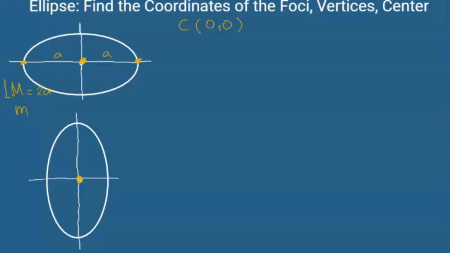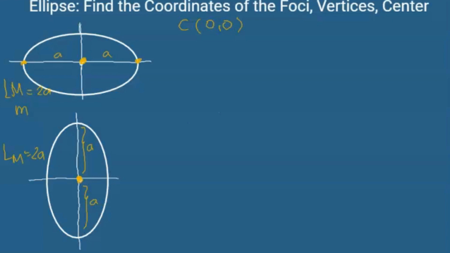So for the vertical ellipse, this is A from the center, and that's another A. So that's 2A.